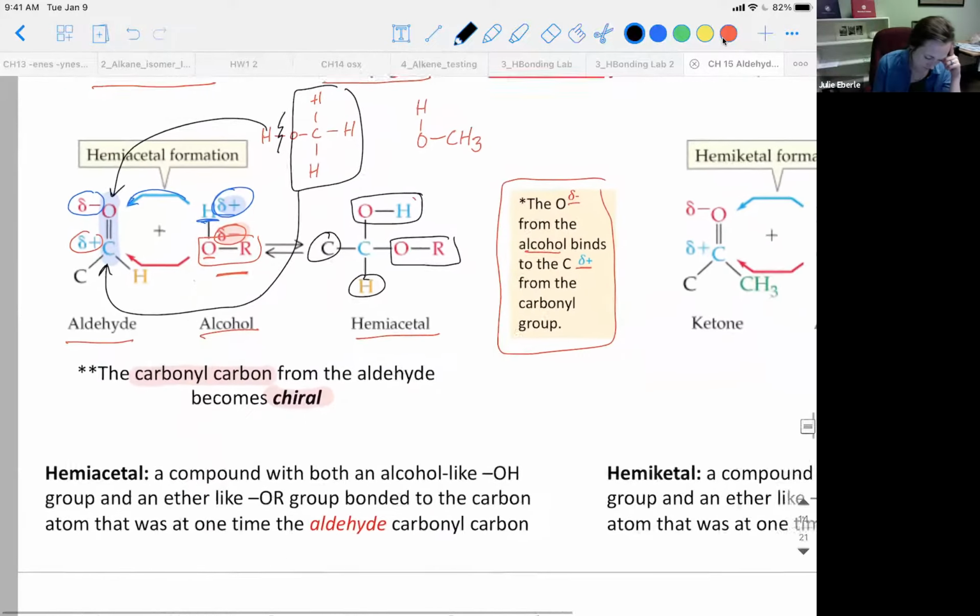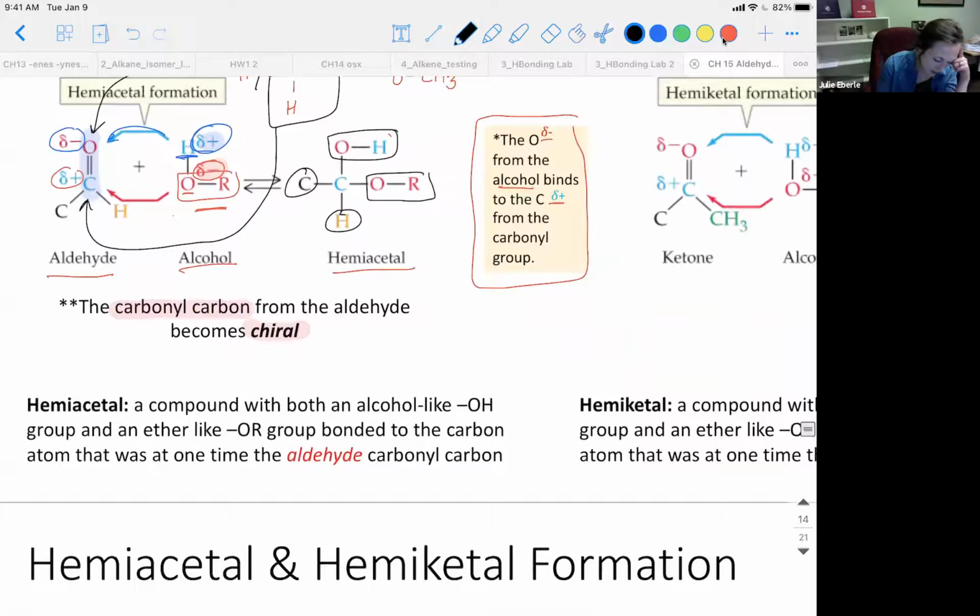So if you actually want a definition for what we just formed, a hemiacetal is a compound with both an alcohol-like group and an ether-like group, which I boxed in black, bonded to the carbon atom that at one time used to be an aldehyde. It used to be the carbonyl carbon of an aldehyde.